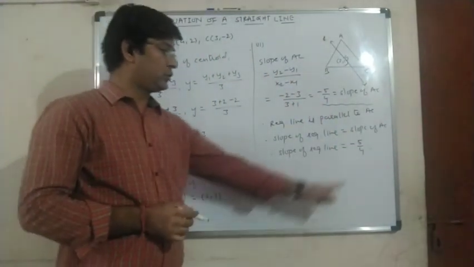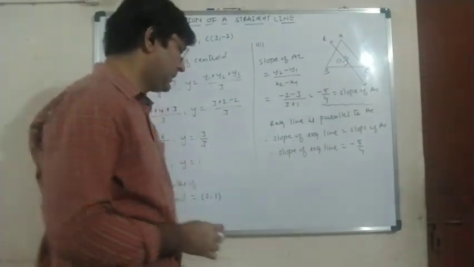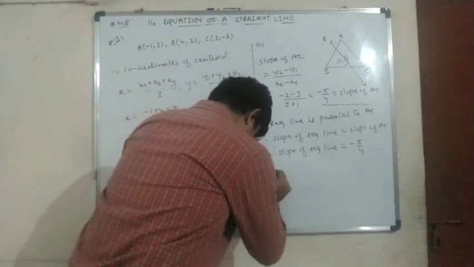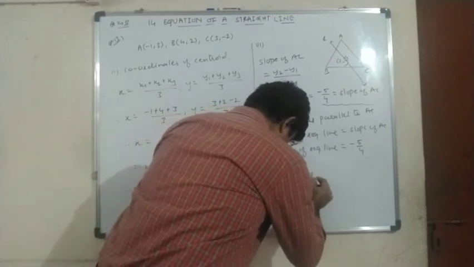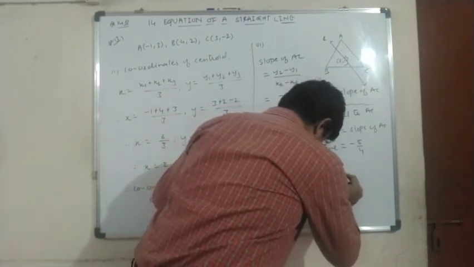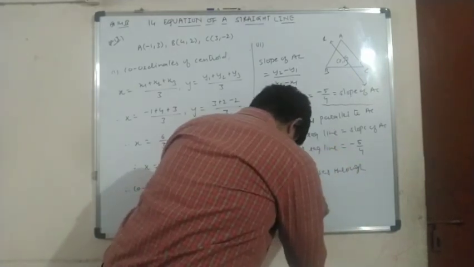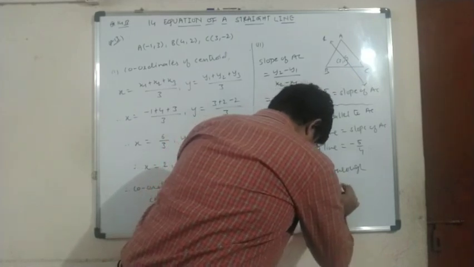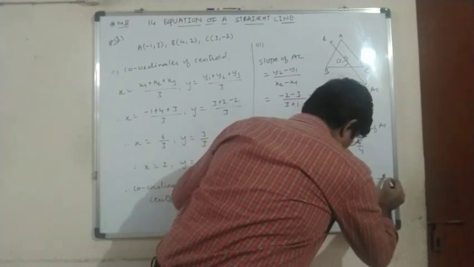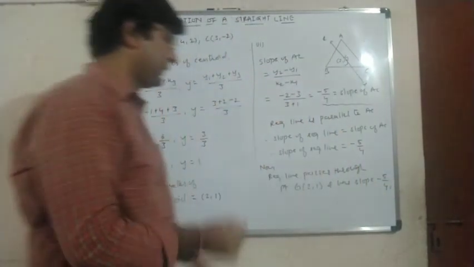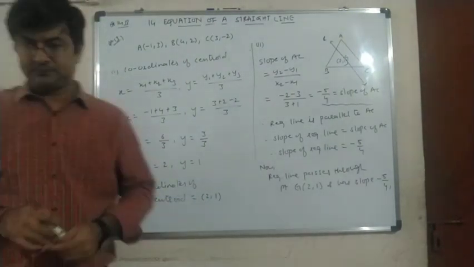Clear? So we got the slope of the required line, and we know that the required line is passing through point 2, 1. So we will write down that the required line passes through point G (2, 1) and has slope minus 5 upon 4. And therefore, for the equation of the required line, again we will use the point slope formula.